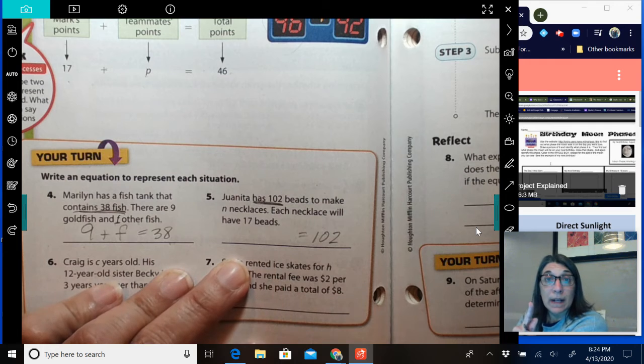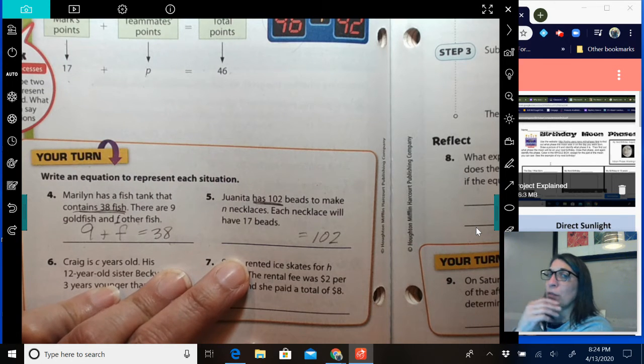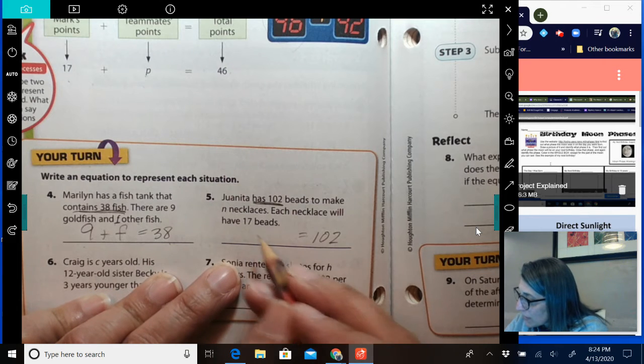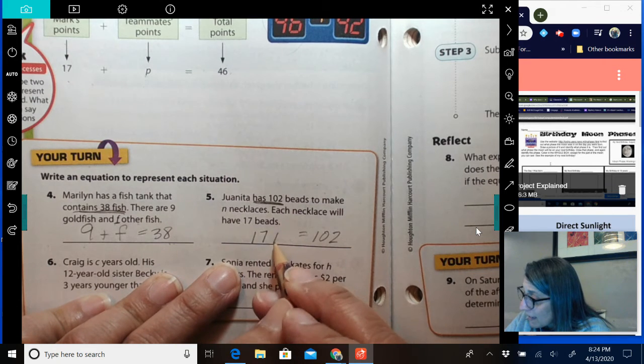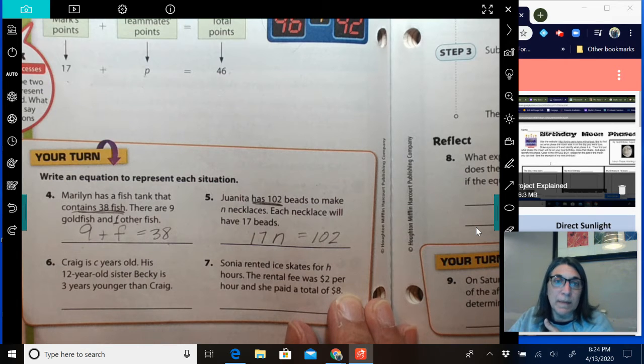So if I make one necklace, that's 17 beads. If I make 2 necklaces, that's 17 times 2. If I make 3 necklaces, that's 17 times 3. Well, since we don't know the number of necklaces, we can't times it by a number. So we're just going to say 17 times n, whatever the number of necklaces is, whether it's 2 necklaces or 3 necklaces or 4 necklaces, then she'll be able to make 102.